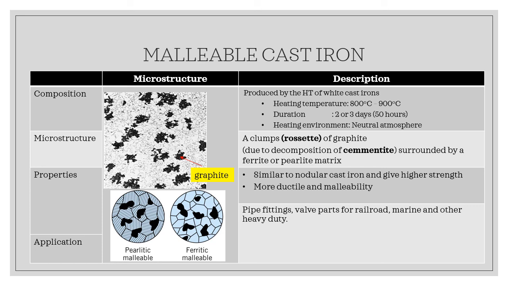Okay, as you can see, the graphite is in rosette form. It looks like a rose. Okay, and this is due to the decomposition of cementite. And of course, it is also surrounded by pearlite and ferrite.